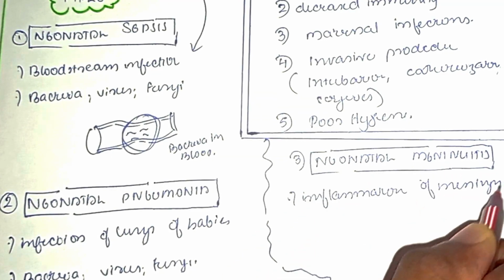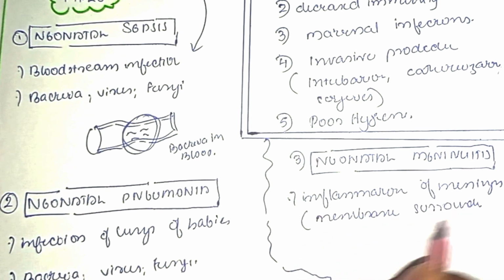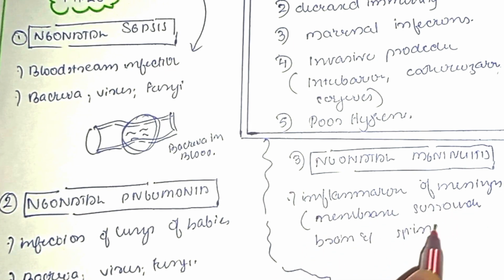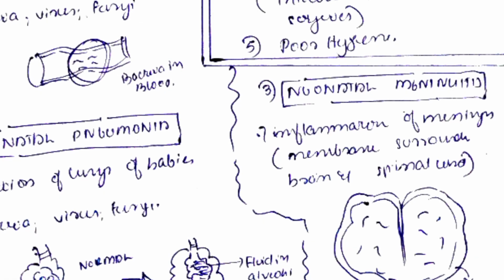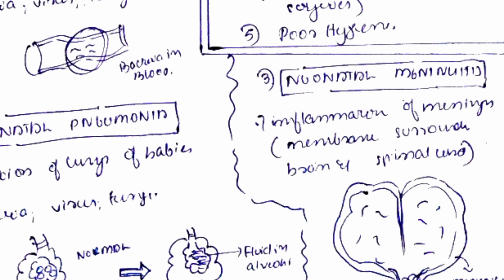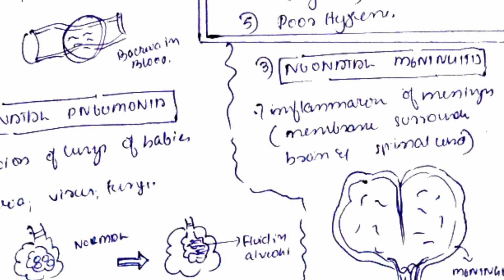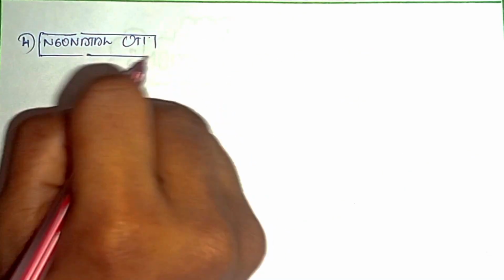This is also the same condition, that is, inflammation of the meninges, the membrane surrounding the brain and the spinal cord. This is the protective layer that covers the brain and the spinal cord. It is a three-layer protective layer. Invasion of these pathogens causes inflammation of the meninges, these protective layers around the brain and the spinal cord. The fourth one is neonatal UTI.